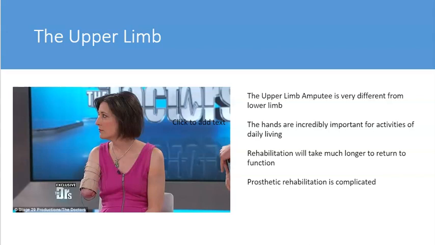Working obviously with the prosthetist, particularly with the upper limb, we've got to think about all the different types of limb we can get. So we can get cosmetic limbs, we can get functional limbs, we can get intelligent limbs, and so on and so forth.